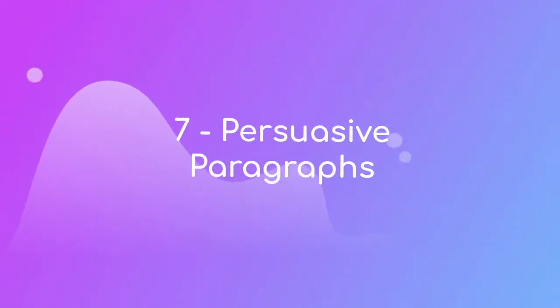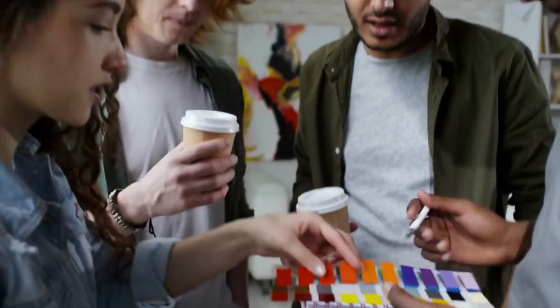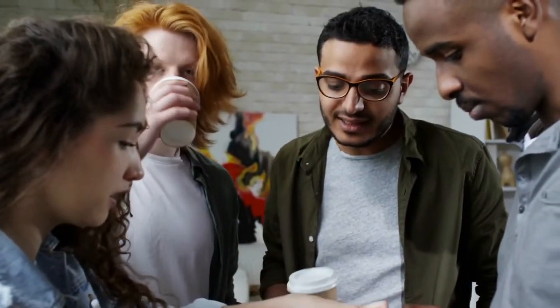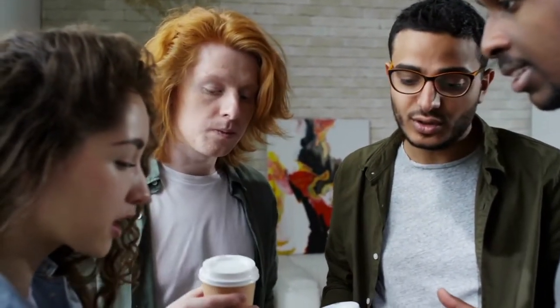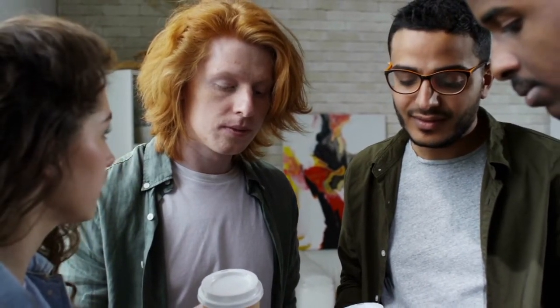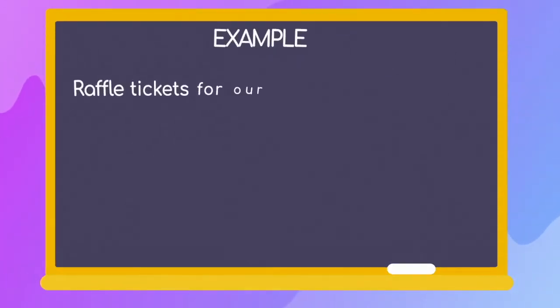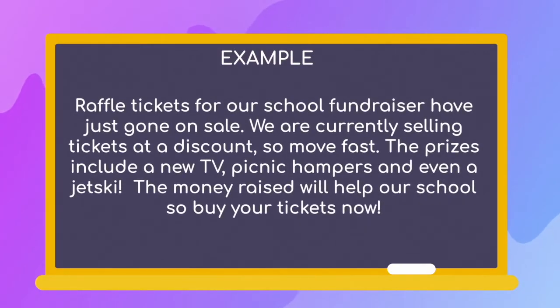Number 7, persuasive paragraphs. Persuasive paragraphs aim to persuade the reader to do something. It could be to get out of their chair and physically do something, or it could be to consider a different perspective. Here is an example. The purpose of this paragraph is to persuade a neighbor to buy a raffle ticket. High modality words and other persuasive techniques are recommended when writing a persuasive paragraph.